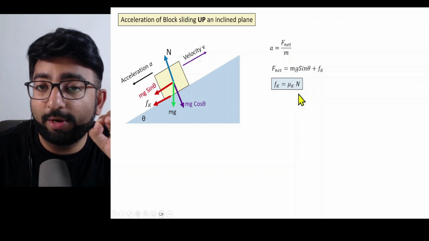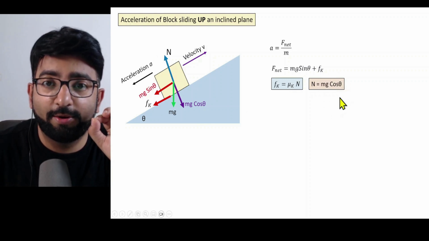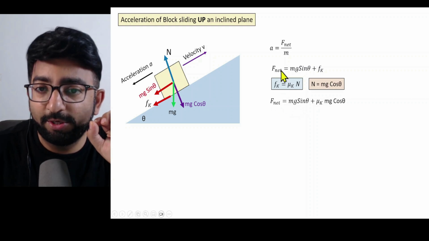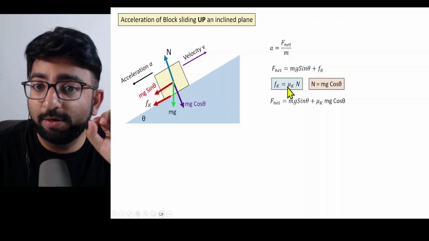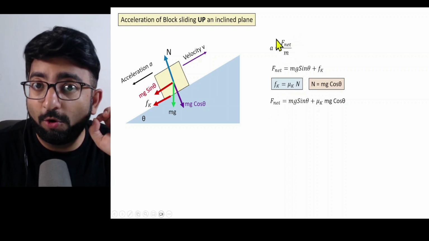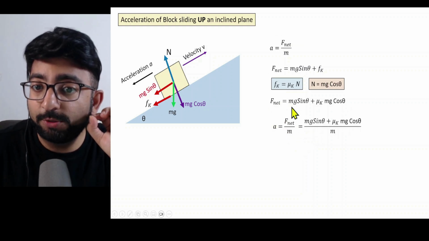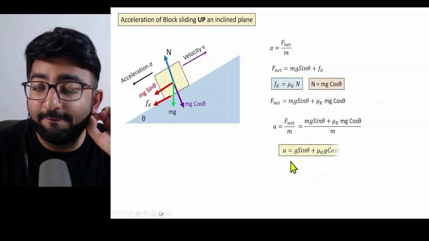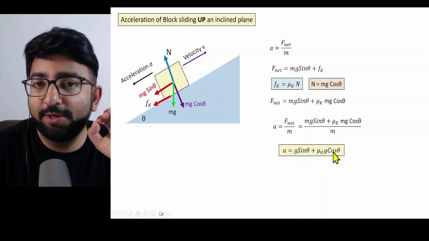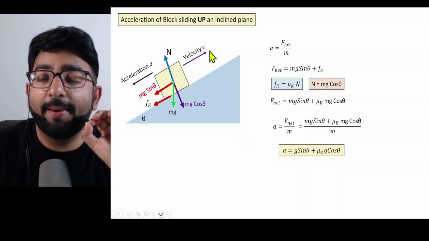Fk, we know the formula, mu times the normal reaction, and in this case normal reaction is equal to mg cos theta. So now if we combine all these formulas, net force will come out as mg sin theta plus kinetic friction, which is mu times mg cos theta. Now let's put the value of net force in the formula for acceleration, which is net force divided by m. So if we divide the expression of net force by m, we will get the acceleration as g sin theta plus mu times g cos theta. So this is the acceleration of a block which is sliding up an inclined plane.